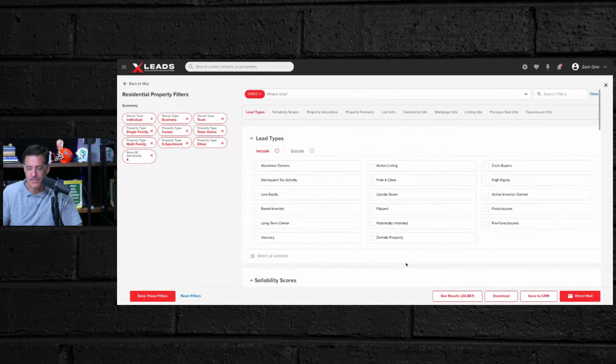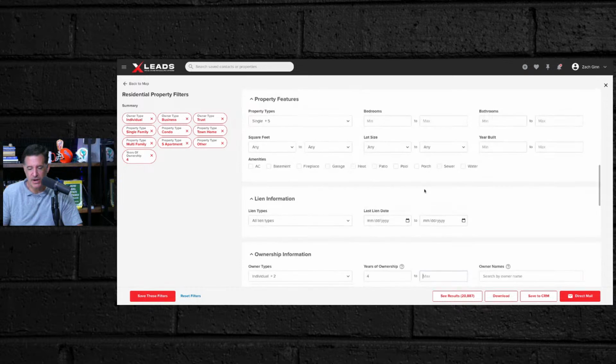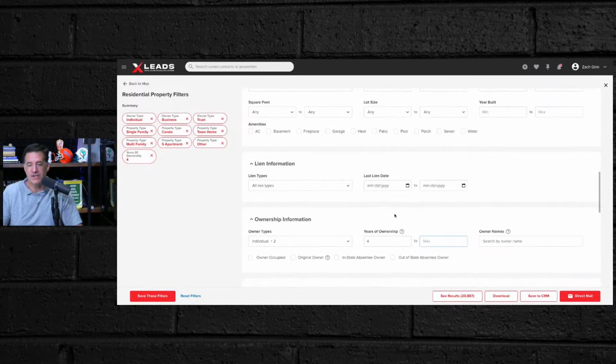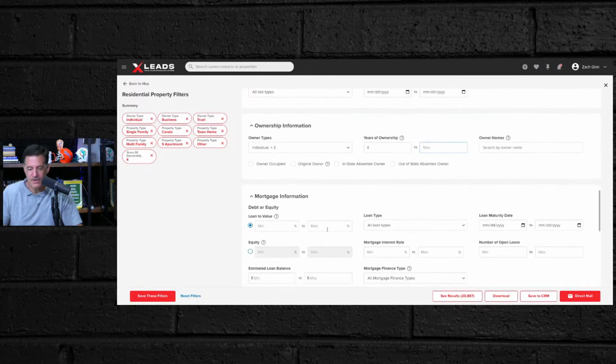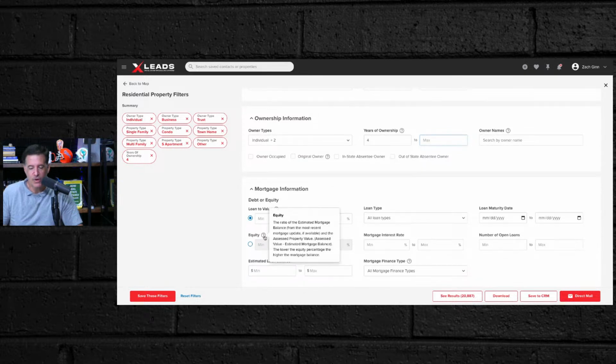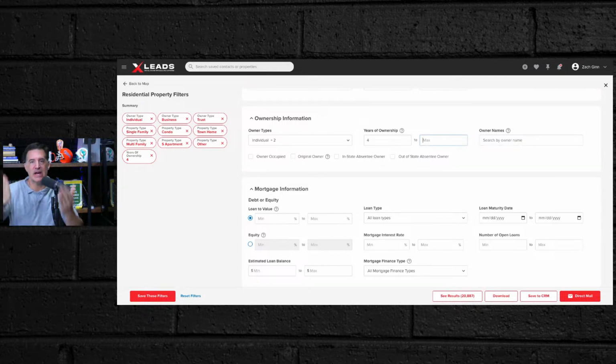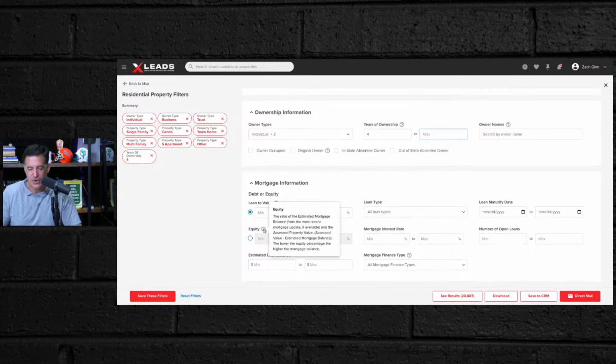Now, the next one is going to be mortgage information. And yes, we use this quite a bit. Remember, over 90% of houses have a mortgage on them. So what we like to use is the equity filter. Now, for those in the past, LTV and equity are the complete opposite. So if you read, and I stress you read these, the lower the equity percentage, the higher the mortgage balance. If I go up here, loan to value is the complete opposite. The lower the percentage, the higher the equity. I like to stick to equity, period.